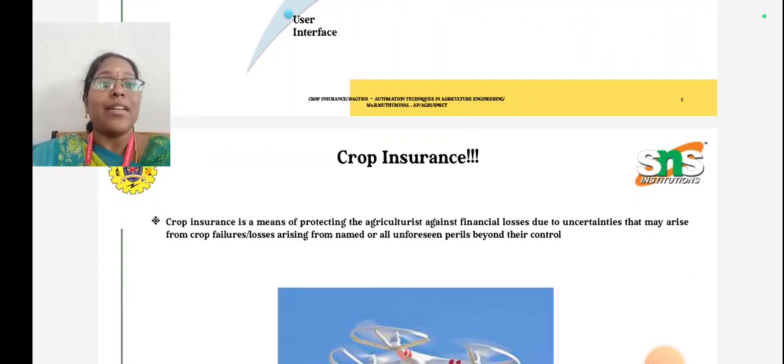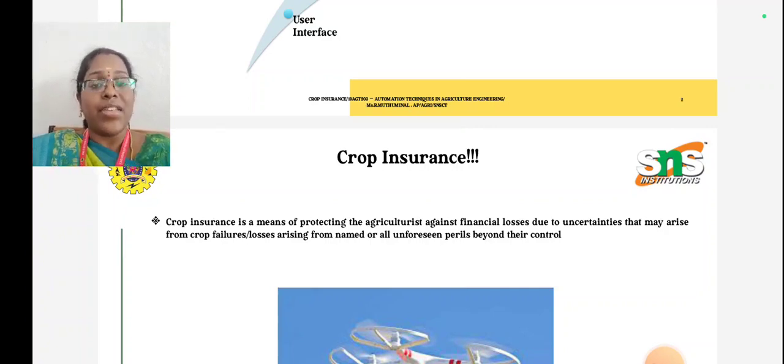Crop insurance is a means of protecting the agriculturist against financial losses due to uncertainties that may arise from crop failures or losses arising from named or all unforeseen perils beyond their control. That means we have to insure the crop, providing a helping hand in protecting the agriculturist in financial circumstances.